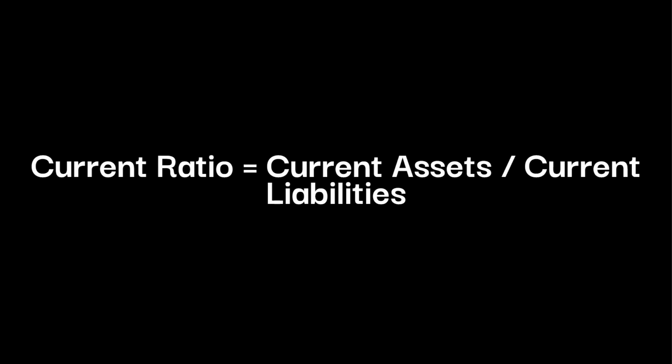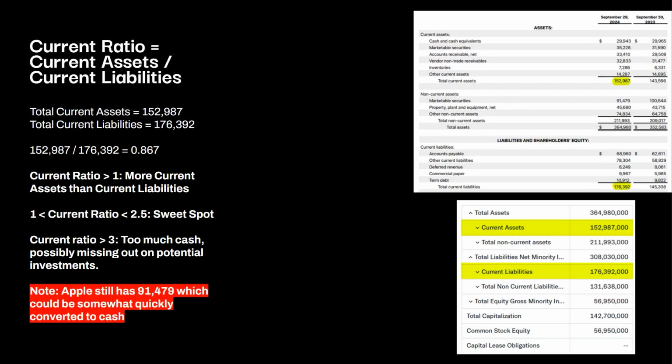So first, the most important one is going to be your current ratio, which is your current assets divided by current liabilities. So we grab our total current assets, we grab our total current liabilities, we divide them across, so you get 0.867. If your current ratio is greater than 1, you have more current assets than liabilities. You typically want to have 1 to 2.5. And if you have a current ratio over 3, too much cash, possibly missing out on potential investments.